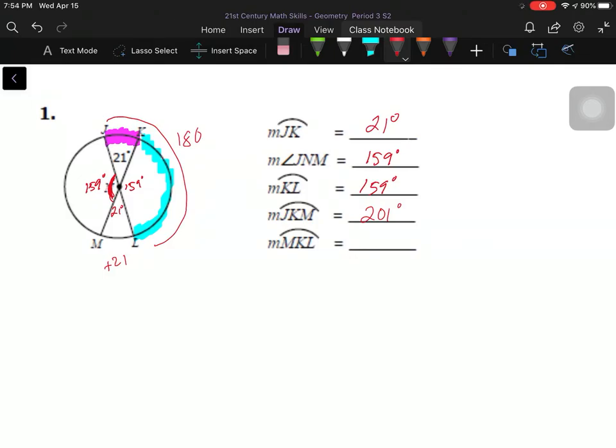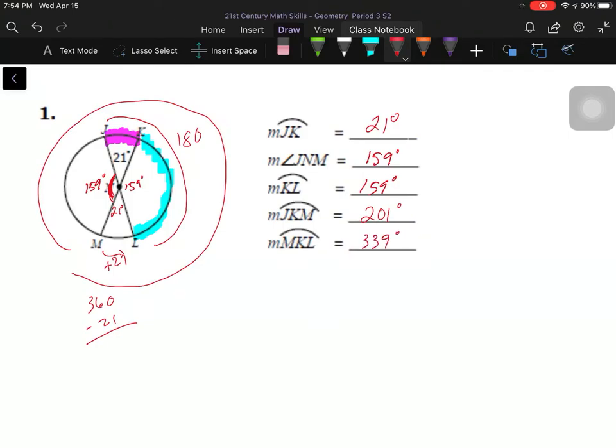And then the measure of MKL. What I would do there is I know all the way around the circle is 360, but then I'm going to take away that piece that I don't want. So minus 21. So that's going to be 339.